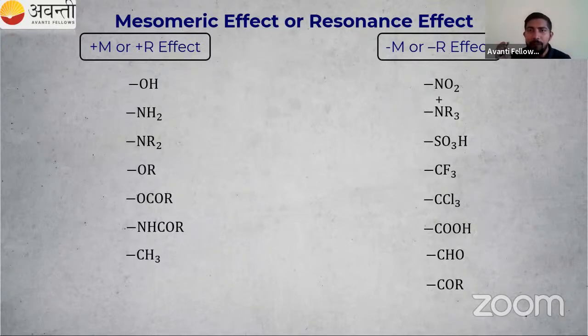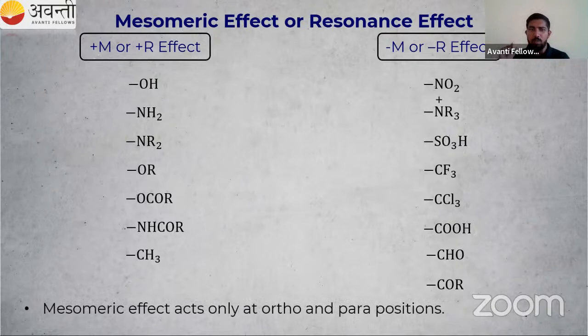Okay, fine. So these are the different groups. You have to notice that we will practice some more questions also. So lone pair, then a double bond. There is an electronegative atom also. Here it is NO2, oxygen, then a pi bond is present. So that is mesomeric effect. So mesomeric effect acts only at ortho and para position.